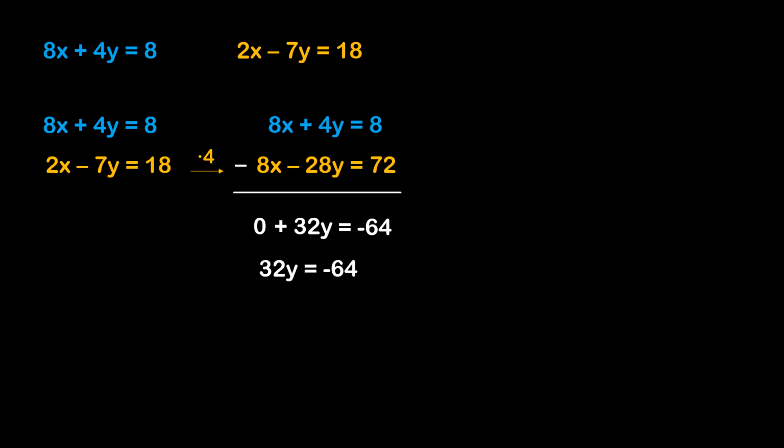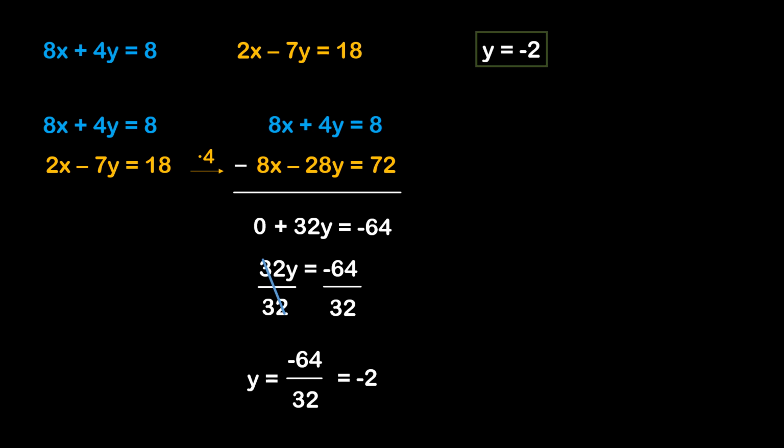And from there, all I have to do is divide the left-hand side of the equation by 32. That means I'm going to divide the right-hand side of the equation by 32. The 32's cancel out, and we're left with y is equal to negative 64 over 32, or negative 2. So we have y is equal to negative 2.